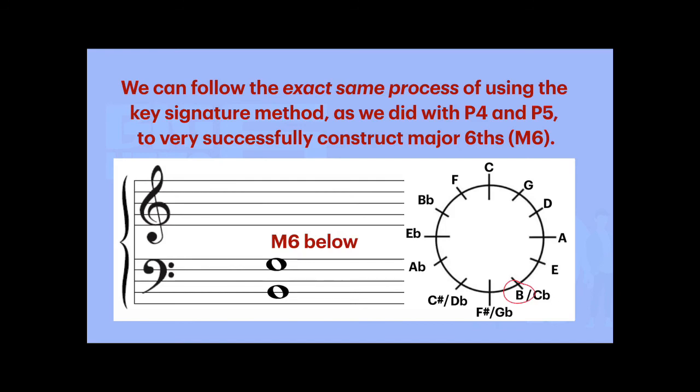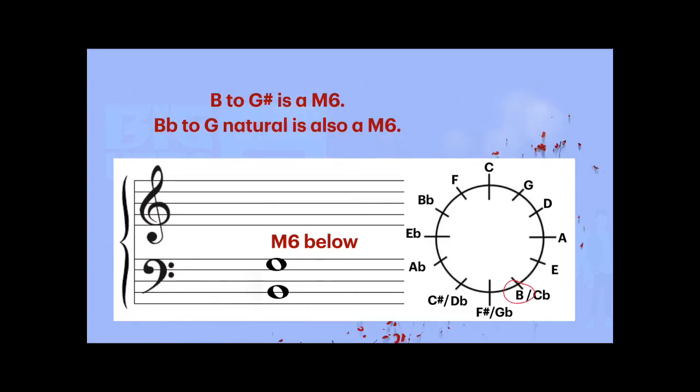However, we're finding a major sixth below G. So, if B to G sharp is a major sixth, B flat to G natural is also a major sixth. We took both pitches and brought them down by a chromatic half step.